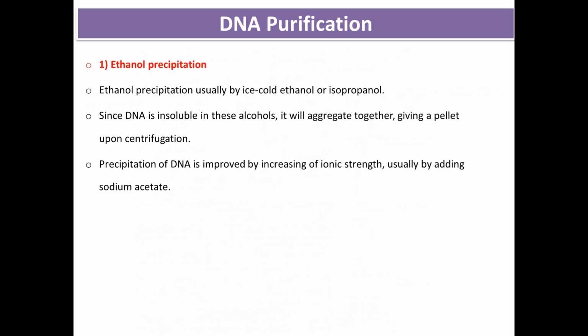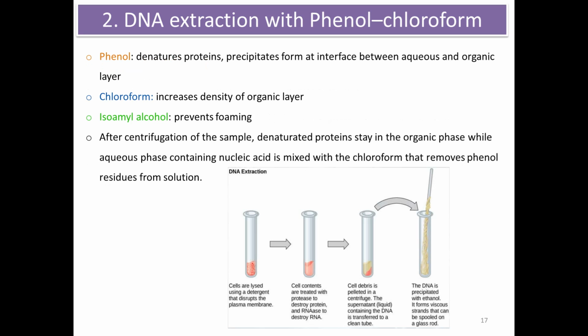The DNA purification by ethanol precipitation. We put the sample in ice cold ethanol or isopropanol. DNA is insoluble in these alcohols, so it will aggregate together to form a precipitate, and then it will be filtered and DNA will be removed. So ethanol precipitation is very easy. We just put some ethanol or 2-propanol and then shake the solution and then filter the solution. The other materials will be soluble in the alcohol and DNA is insoluble, so it will precipitate and be collected on the surface of the filter paper.